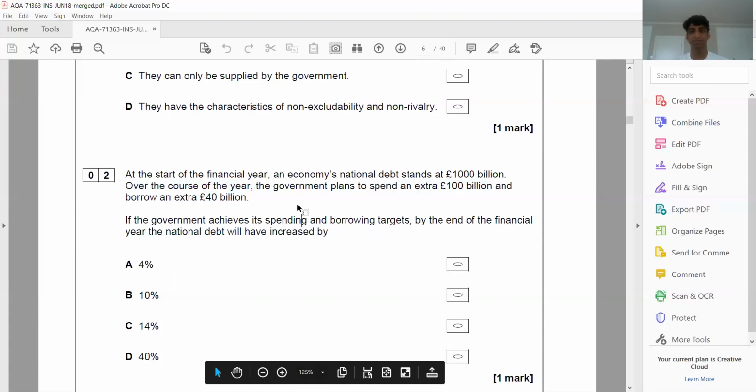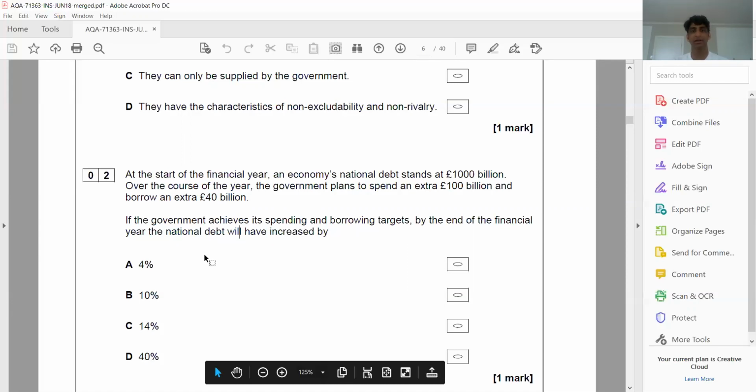So that means that of the 100 billion pounds the government is planning to spend, 60 billion comes from tax revenue and 40 billion will have to come from borrowing, and hence that's the deficit. As a result, the national debt has increased by 40 billion pounds, because that's what the budget deficit is. The budget deficit is simply the change in the existing national debt. So the national debt will have increased from 1,000 billion to 1,040 billion, and this represents a 4% change.